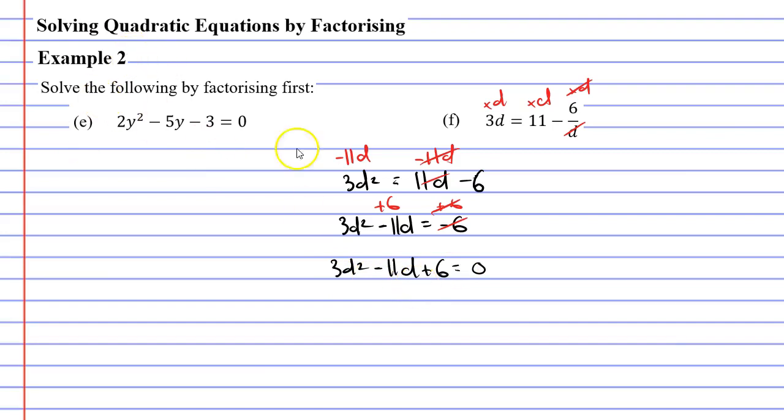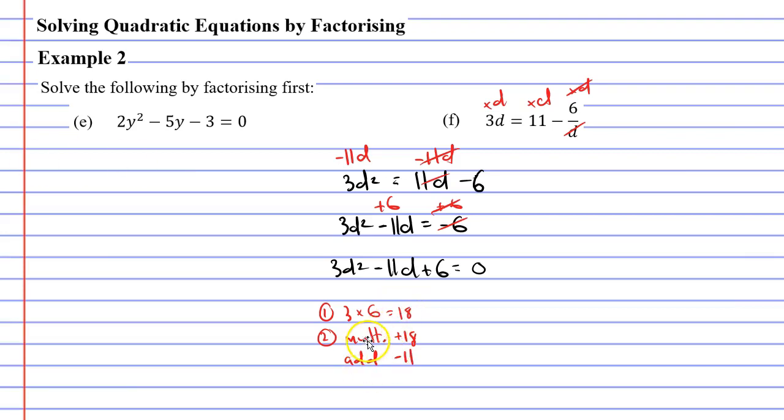So the first step to factorising this is multiplying our 3 by 6. So step 1, 3 times 6 is 18. Now moving on to step 2, we're looking for two numbers. They need to multiply to make 18, or positive 18. And they need to add to make the number in the middle term. They need to add to make negative 11.